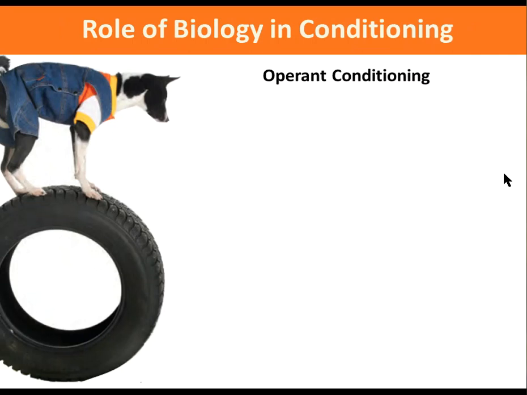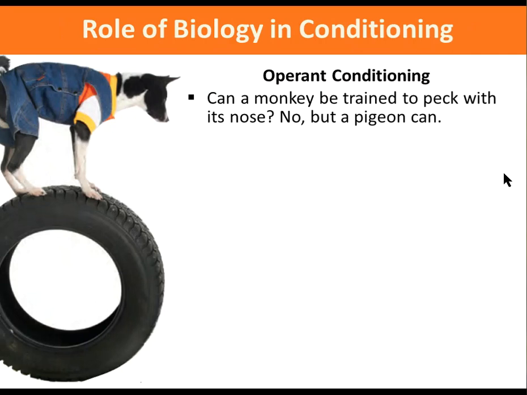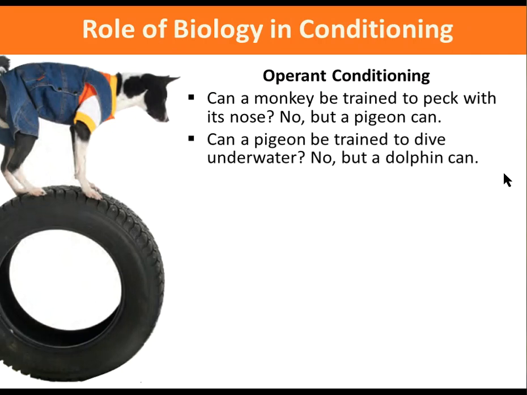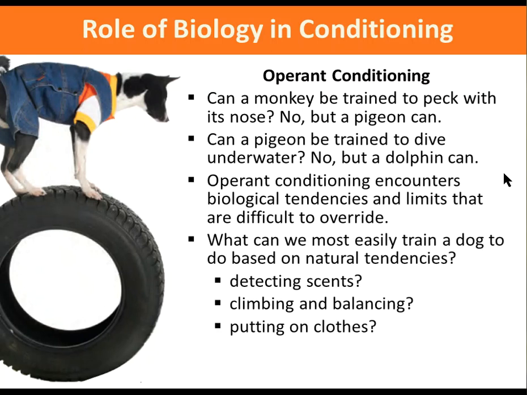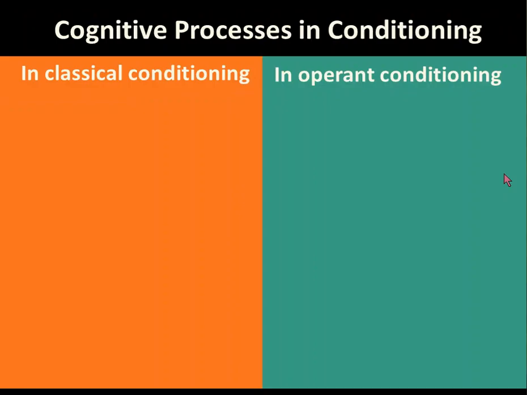The role of biology in conditioning, operant conditioning. Can a monkey be trained to peck with its nose? No, but a pigeon can, because that's a type of behavior that it naturally does already. Can a pigeon be trained to dive underwater? No, but a dolphin can. Operant conditioning encounters biological tendencies and limits that are difficult to override. What can we most easily train a dog to do based on their natural tendencies? Detecting scents, climbing and bouncing, putting on clothes. Well, obviously, the one there is going to be detecting scents, because dogs really do like to smell.